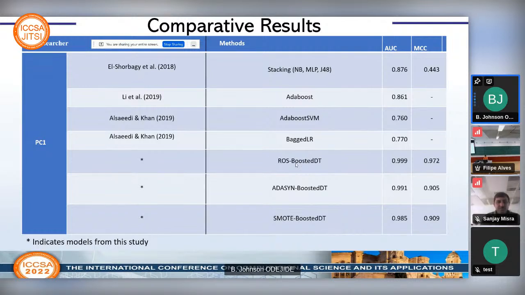So when we used the ROS boosted decision tree, what we got as the AUC was 0.999, and for the MCC was 0.972. And similarly, for the ADASYN boosted decision tree, we have 0.991 and 0.905 AUC and MCC respectively. And for the SMOTE, we have 0.985 and 0.909 AUC and MCC respectively.